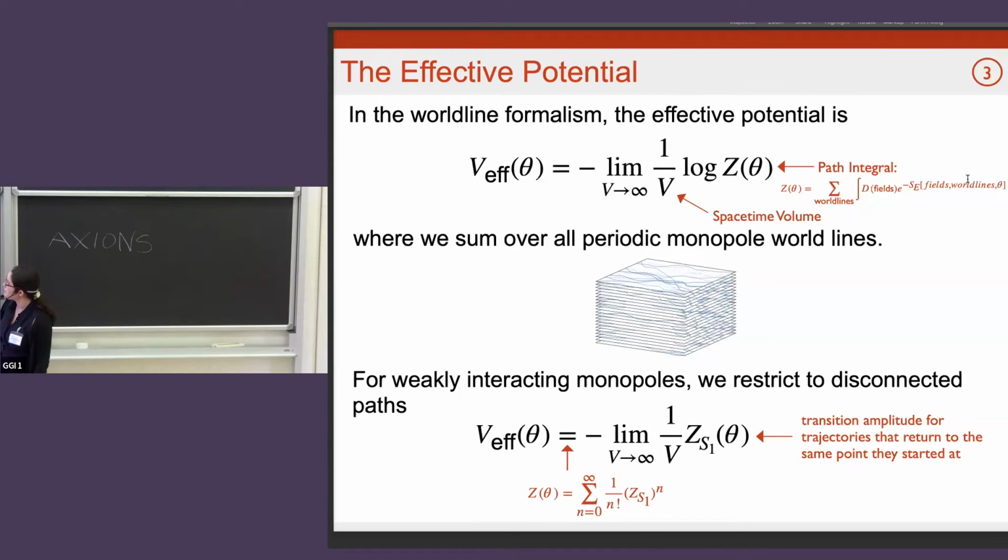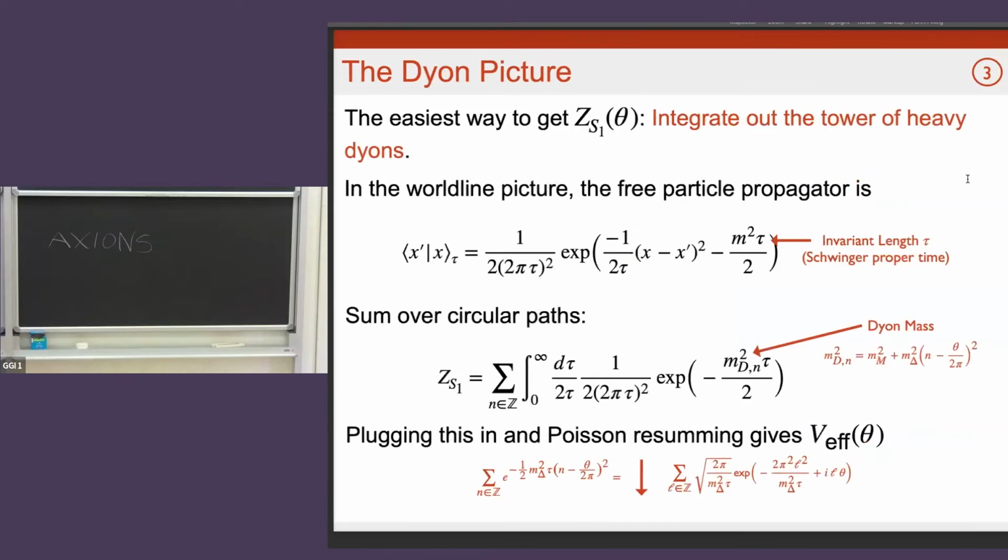If we plug this in, we find the effective potential is just given by minus this limit of 1 over the volume times this transition amplitude for the circle, the transition amplitude for trajectories that start and end at the same point. We need to actually compute that transition amplitude. The easiest way to do that is to integrate out this tower of heavy dyons.